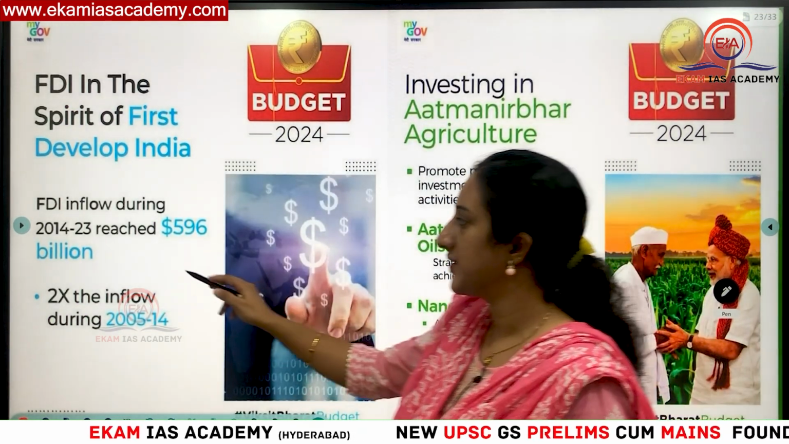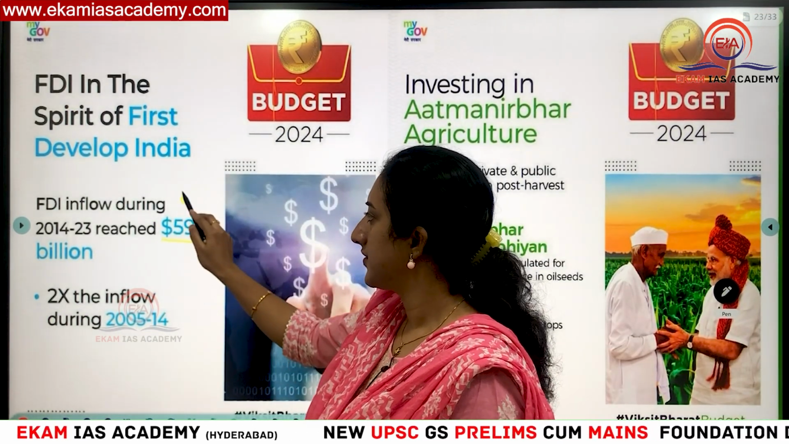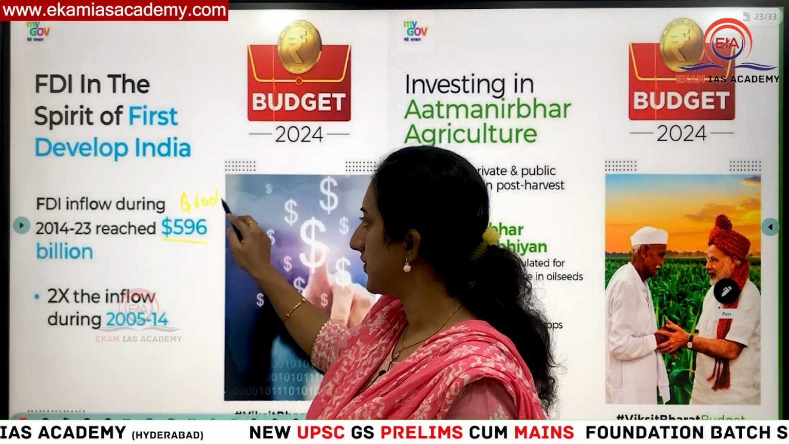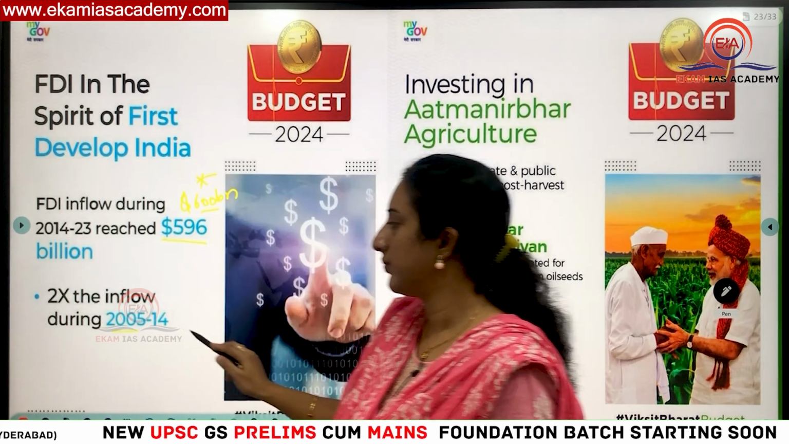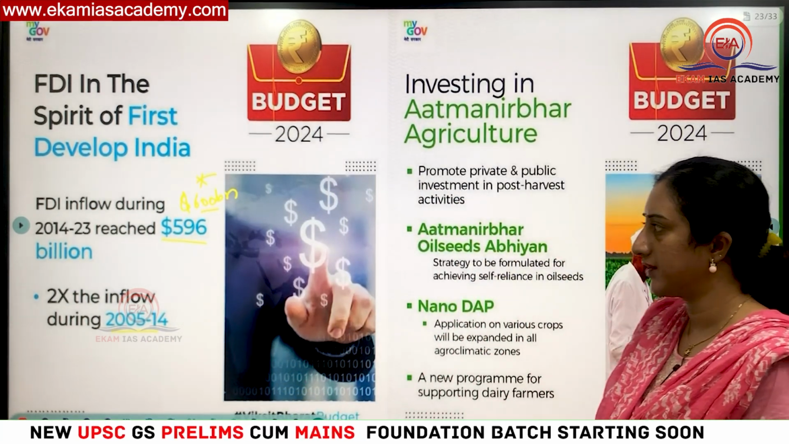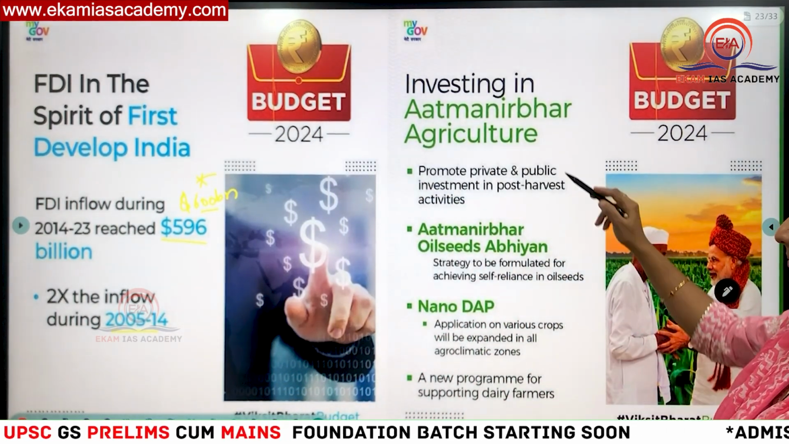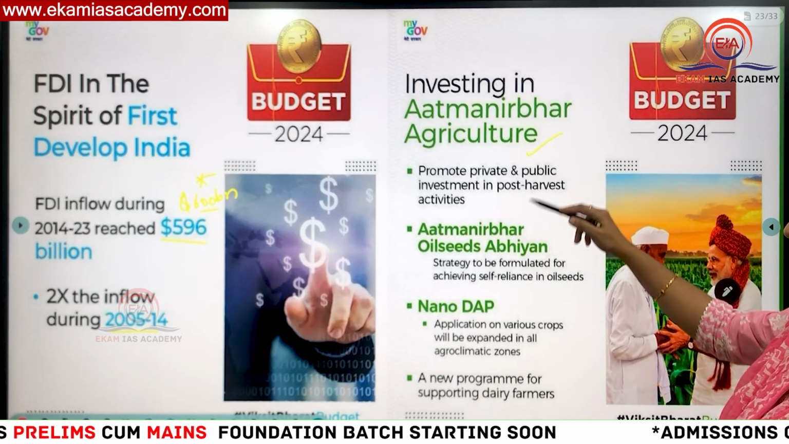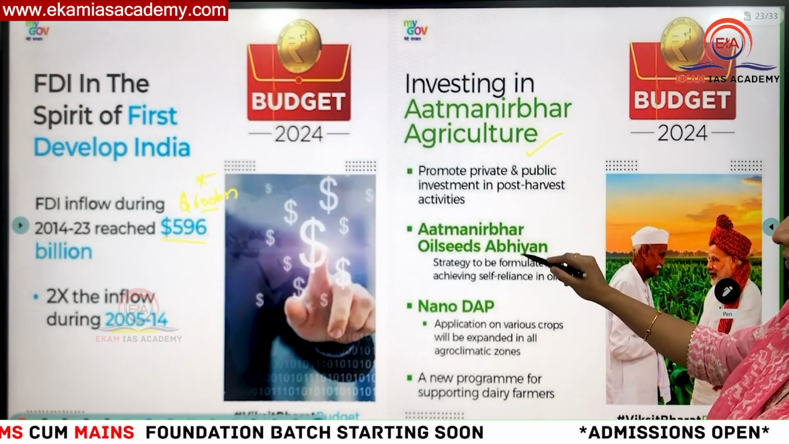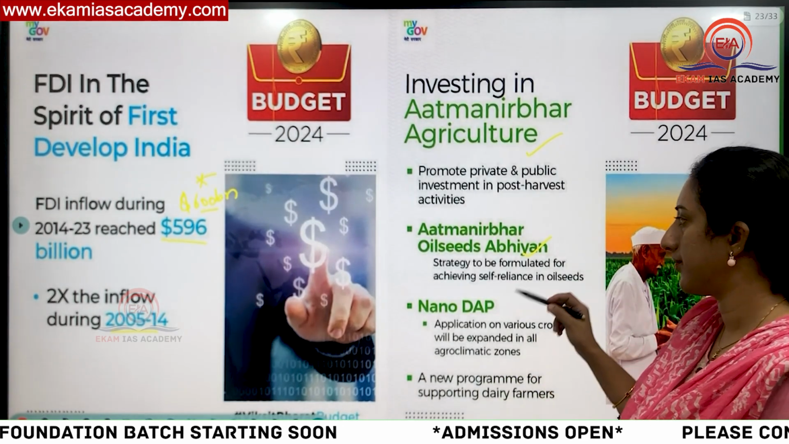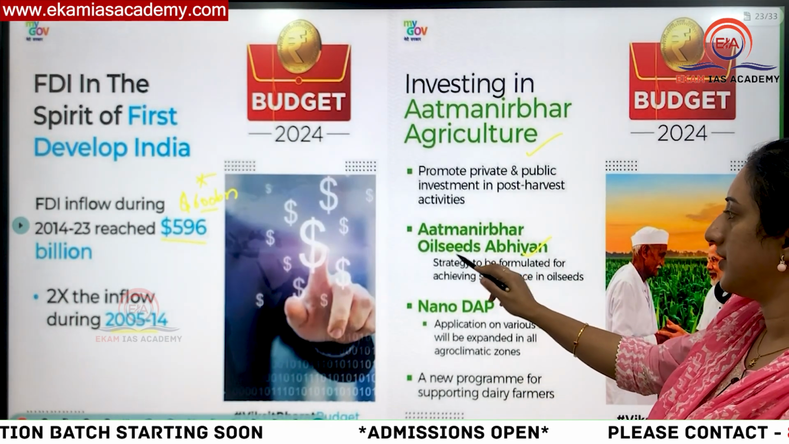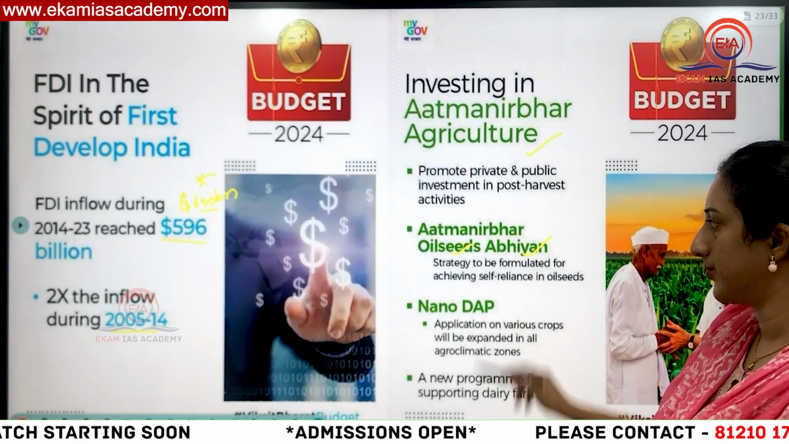Then FDI, you can see we are almost near $600 billion. This is an important area you have to focus upon, and it is almost double compared to the period of 2005 to 14. And you can see Atmanirbhar agriculture. In agriculture we want to achieve self-sufficiency in oil seeds, so even GM mustard we are trying to introduce. Because we are highly dependent on imports, this has to be reduced.